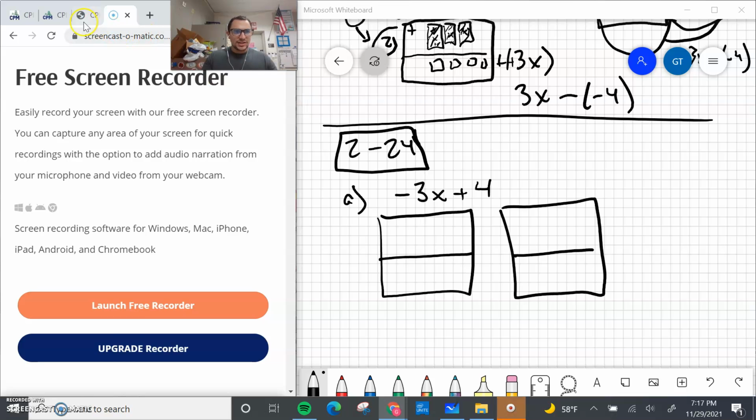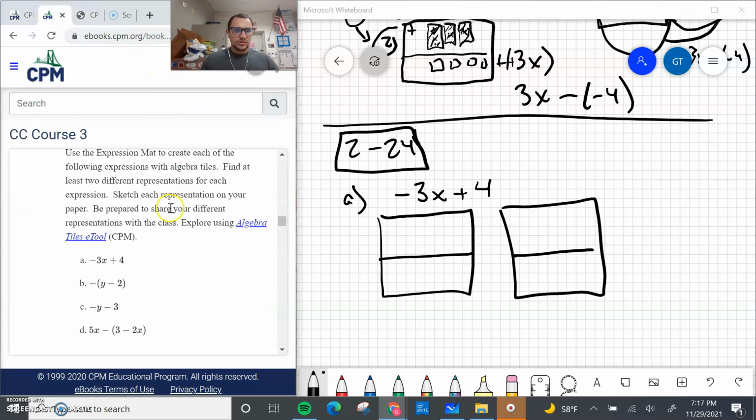It's unfortunate I couldn't get everything in those 2 videos, so we have to go one more video. 2-24, negative 3x plus 4. Again, we have a positive and a negative. Negative 3x plus 4. There's 2 ways we can do it. I am going to go ahead and put 3 positive x's in the negative region.